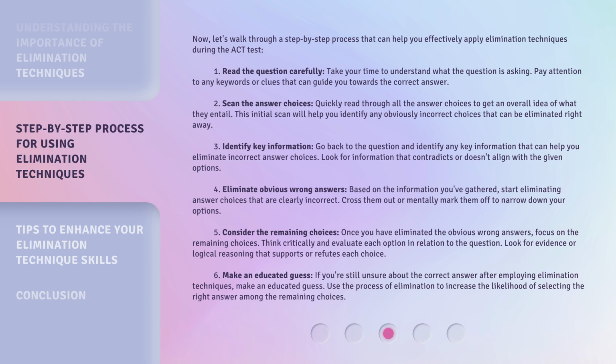5. Consider the remaining choices. Once you have eliminated the obvious wrong answers, focus on the remaining choices. Think critically and evaluate each option in relation to the question. Look for evidence or logical reasoning that supports or refutes each choice.